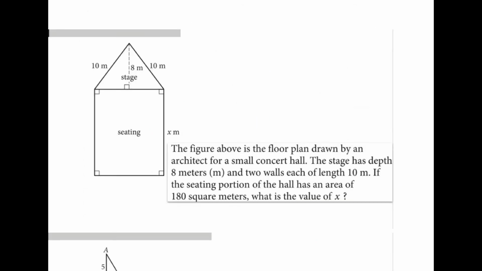So we have a couple pieces of information here. We know that our hypotenuse is 10. One of our legs is 8, so the other leg is going to be 6 on both sides. So then 12 times x is the area of the seating, which is 180. 12 times x is equal to 180. So that means that dimension is 15.